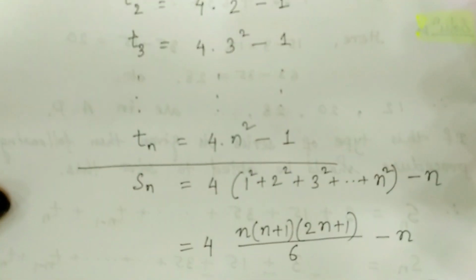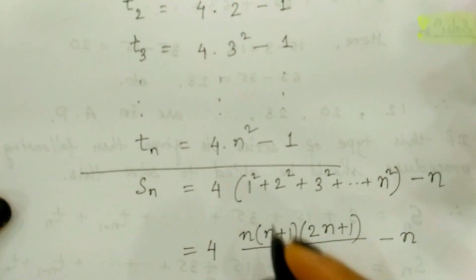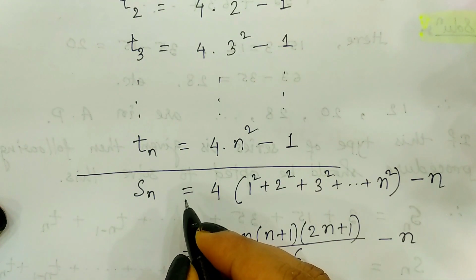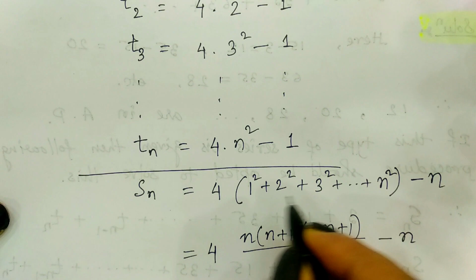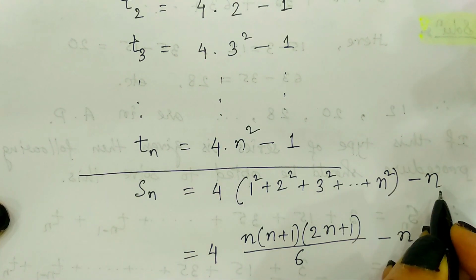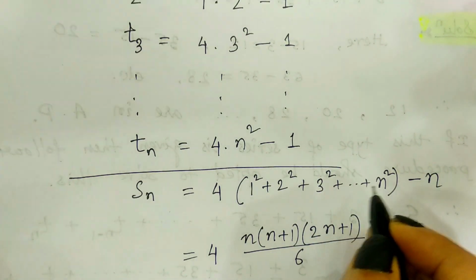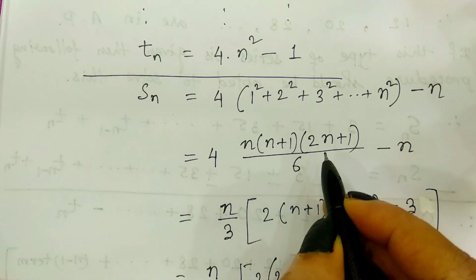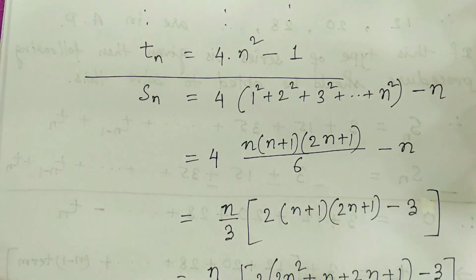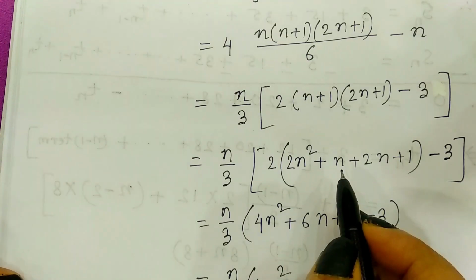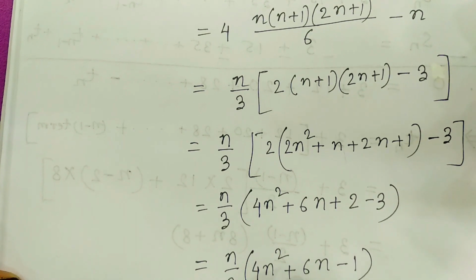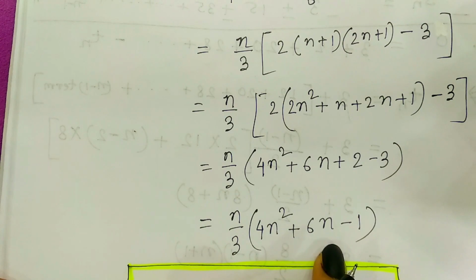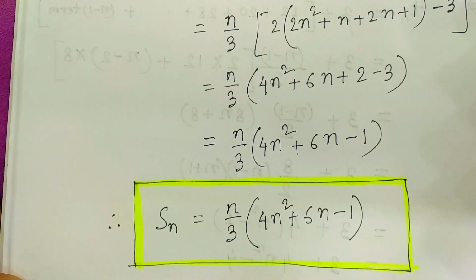Now if we take the summation of this, what do we find? Sn is equal to 4 into (1 square plus 2 square plus 3 square up to n square) minus n. We know the formula for this. So if we directly substitute this value, n into (n plus 1) into (2n plus 1) by 6, then minus n, and simplify, we find that Sn is equal to n by 3 into (4n square plus 6n minus 1). So this is our final result.